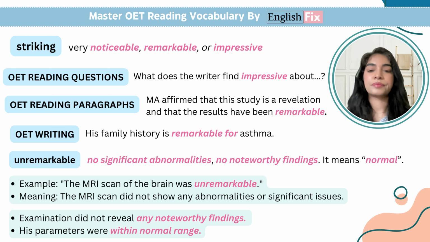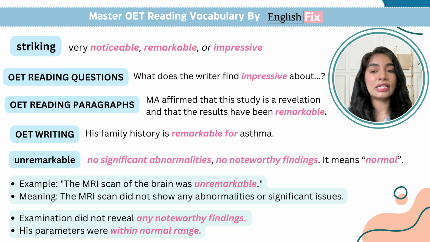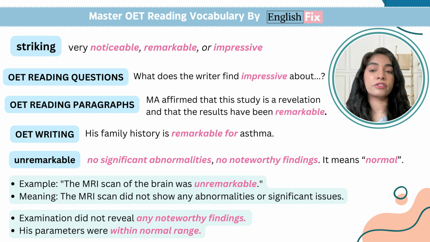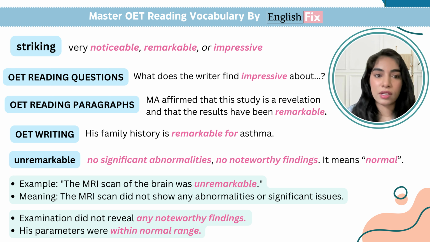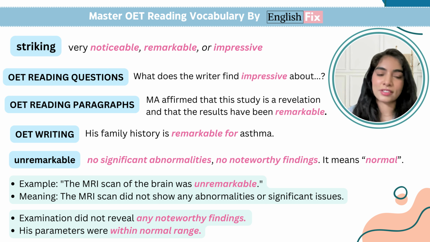Other than that, the word remarkable can also be used in your reading paragraphs. For example, here is a sentence from a paragraph which says that I may affirm that this study is a revelation and that the results have been remarkable, that the results have been noticeable, that they have been significant. How they have been significant has not been discussed, but they have been remarkable, they have been noticeable.